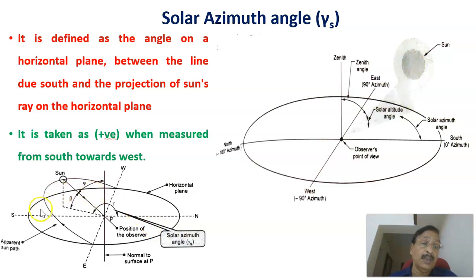The same thing is pictorially represented in another form. Here, this is the angle between the line due south, this line, and the projection of the sun's ray on the horizontal plane, this one. This angle we call the solar azimuth angle, gamma s.